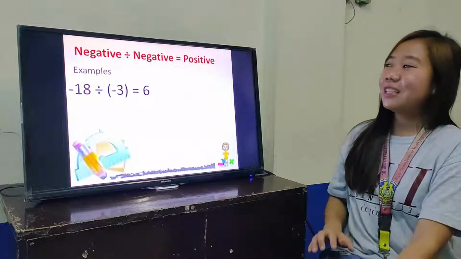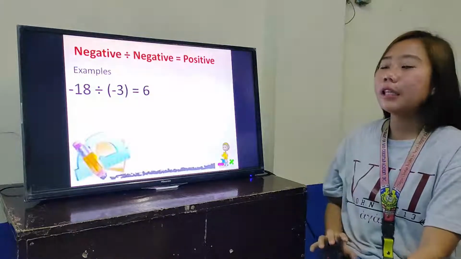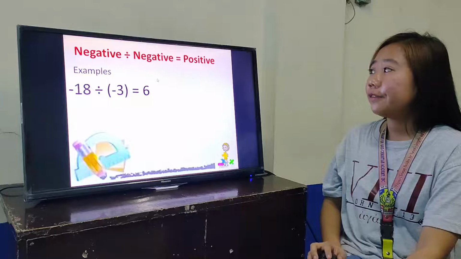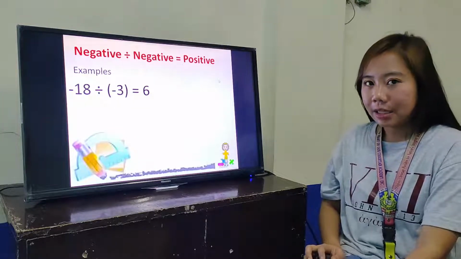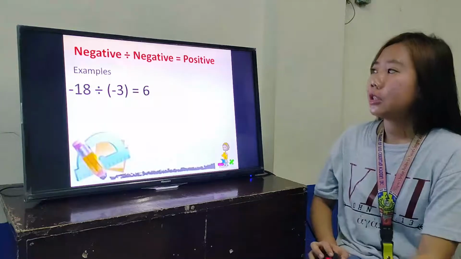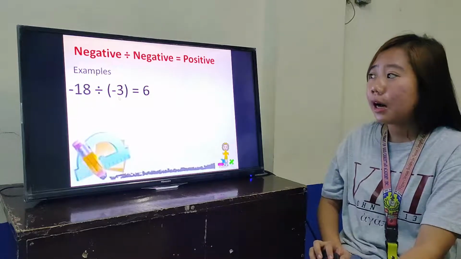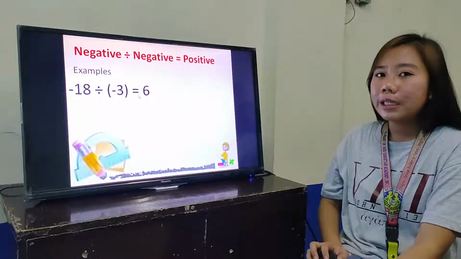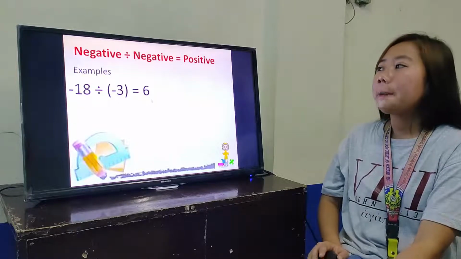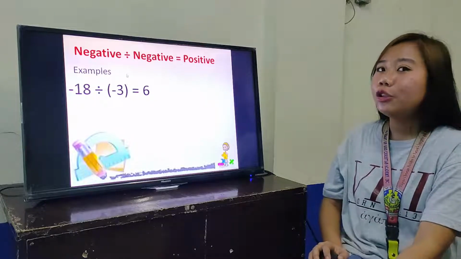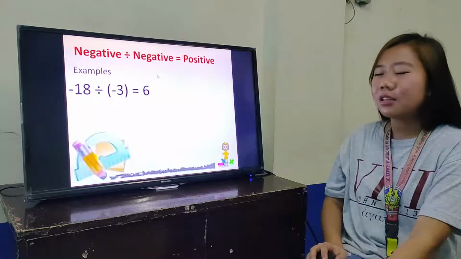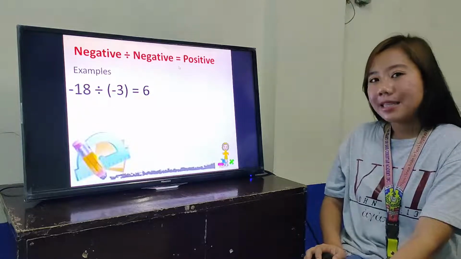Okay, next, we have the second bullet. Okay, negative divided by negative equals positive, just like the multiplying integers. Okay, negative 18 divided by negative 3 equals 6. Okay, if we have two same sign, the answer is always positive.